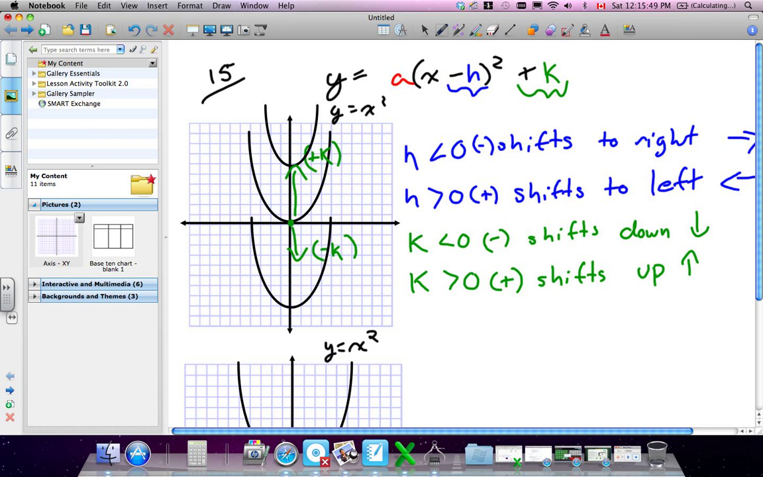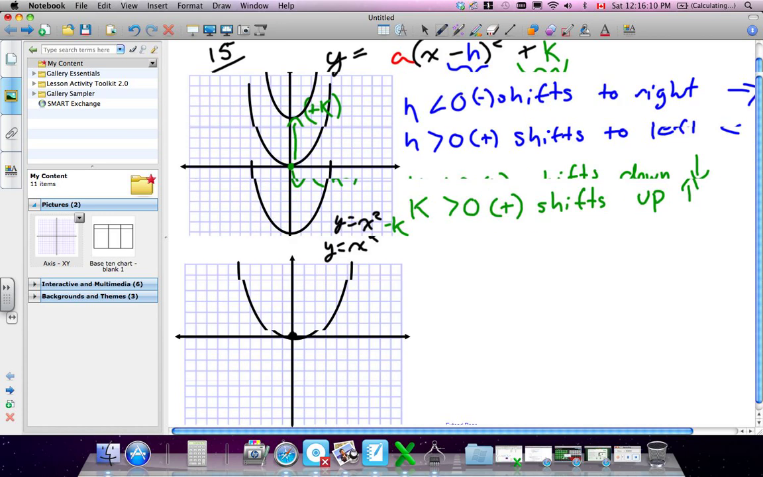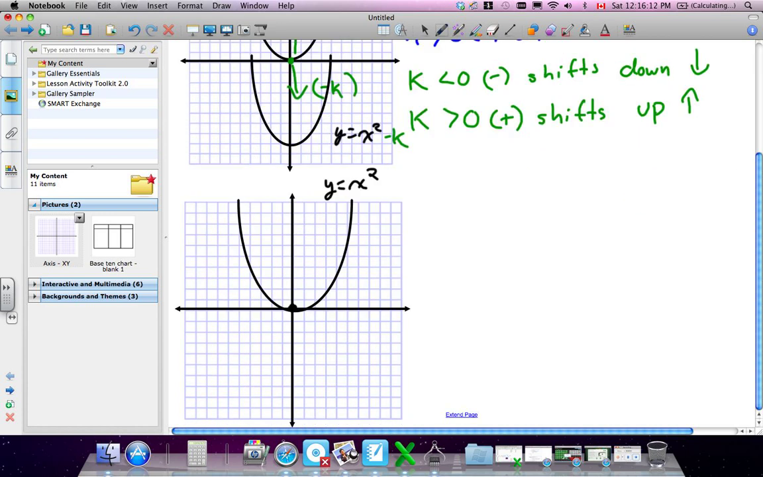That was our original. When we got a k, so in other words, plus k, this thing went upwards. And when we had the exact same equation, y equals x squared minus k, the parabola shifted downwards. So that's the idea there. This one here is a little different. We're going to have two parabolas. We'll do a left and a right.